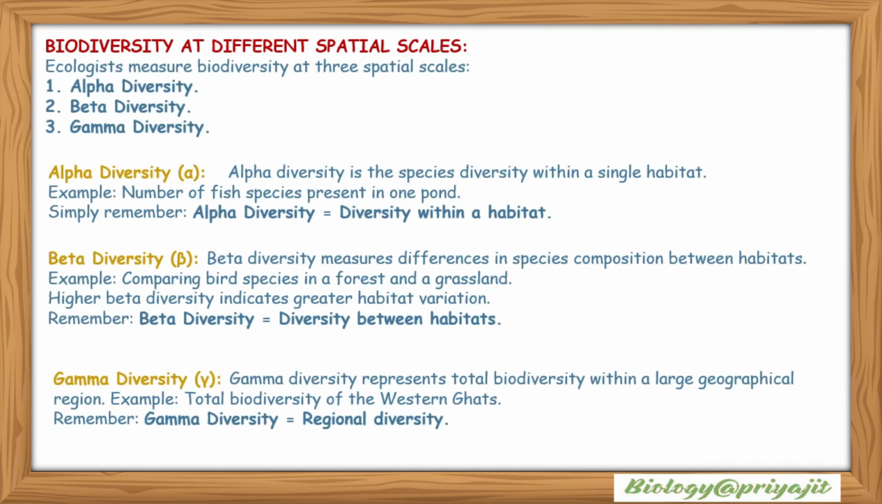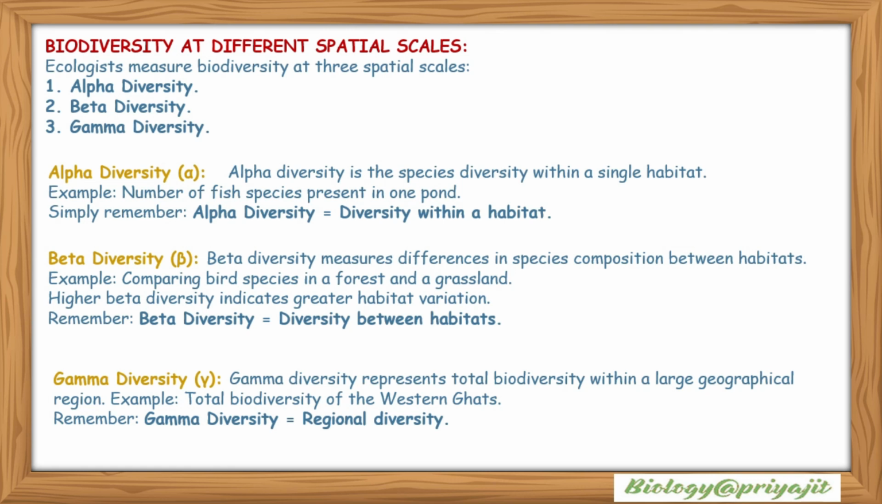Biodiversity at different spatial scales. Ecologists measure biodiversity at three spatial scales: alpha diversity, beta diversity and gamma diversity. Alpha diversity is the species diversity within a single habitat. Example, number of fish species present in one pond. Simply remember, alpha diversity is equal to diversity within a habitat.